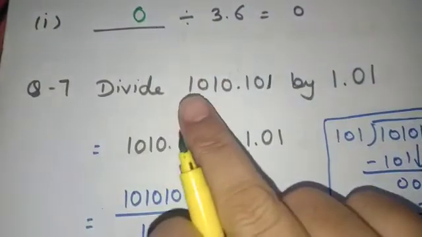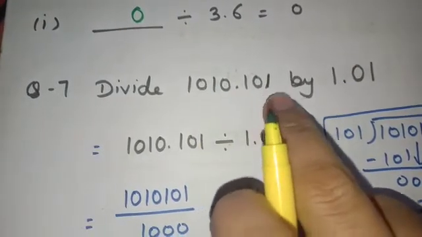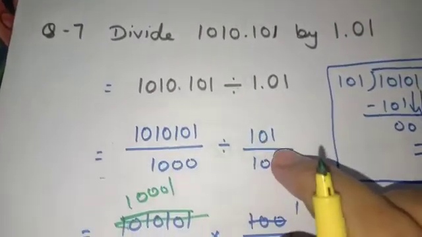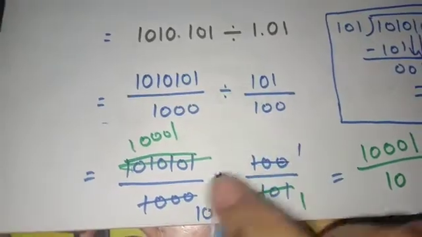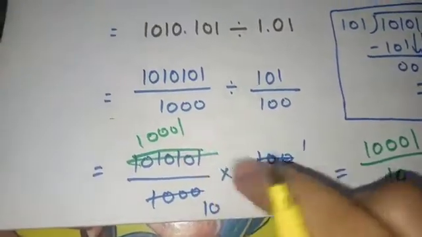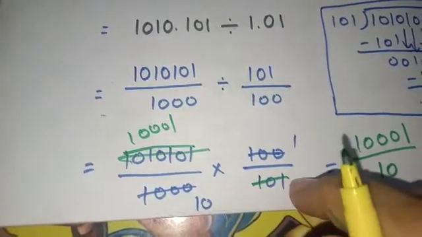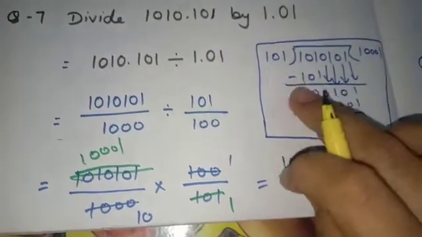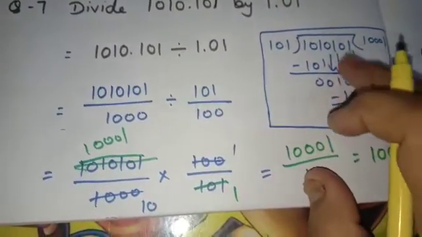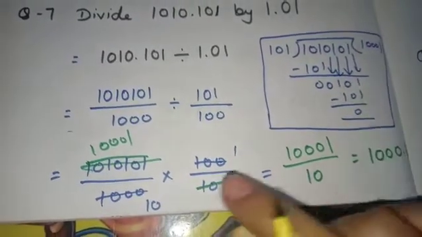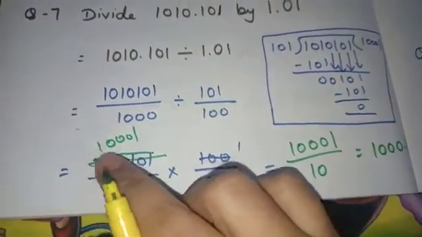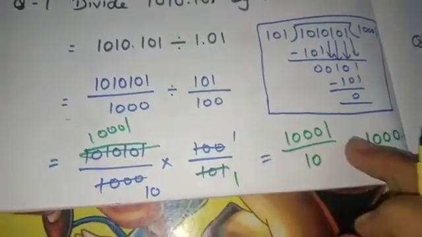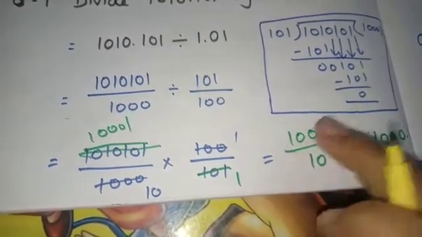Question number 7 is divide 1010.101 by 1.01. As the divisor is in decimal form, we will convert into a fraction. Then multiply by the reciprocal, and it can be cancelled easily. But for this cancellation, as the table of 101 is so big, if we are unable to cancel it orally, we will do it by long division. 101 times 10 is 1010, then 0, 0, 0, then again 101. So at the table of 101, it will go 10,001 times. So finally it will come 10,001 by 10.